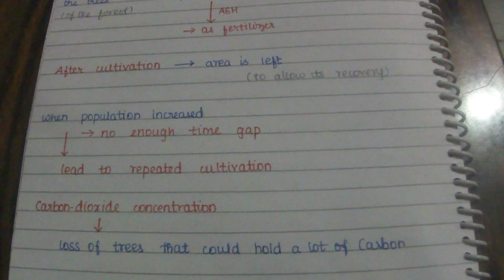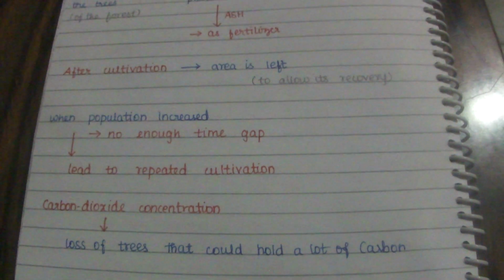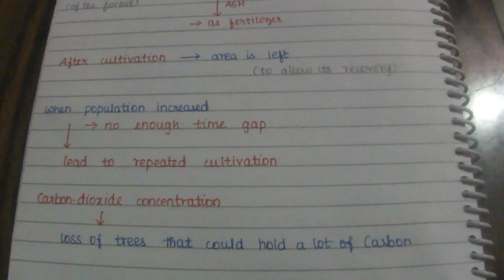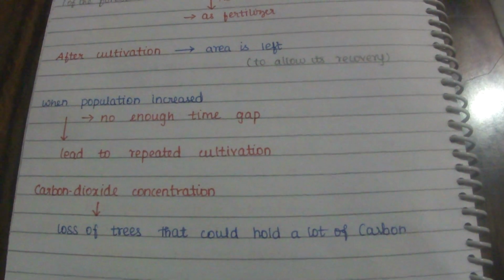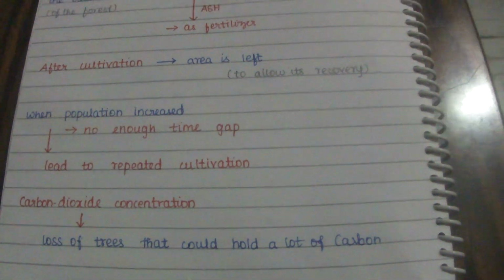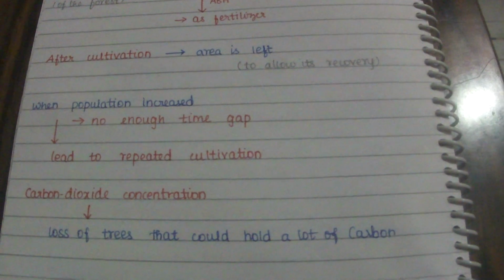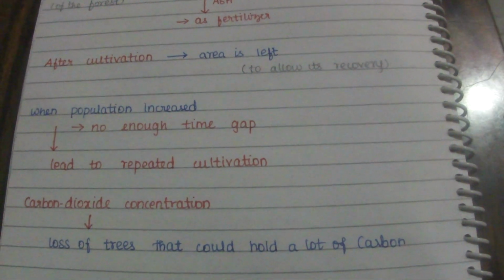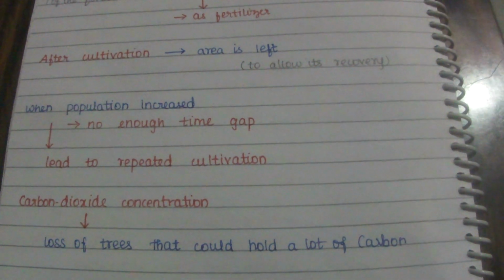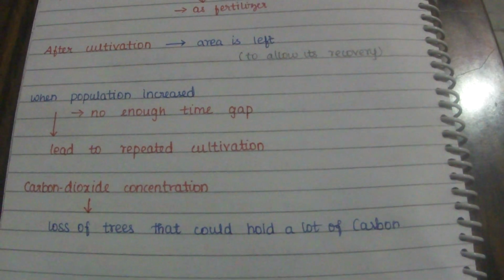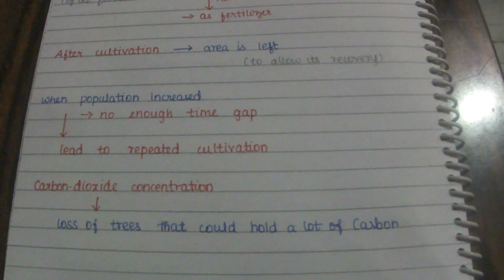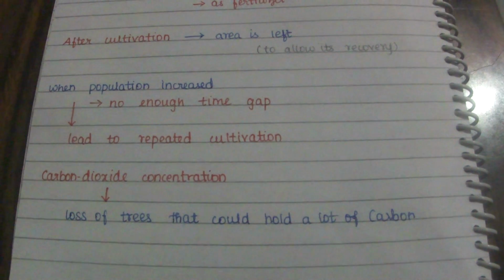So there was a quick change, a quick destruction of trees and a quick burn. This slash and burn cultivation was so quick that there was not enough time gap for the recovery of the land from the effect of its cultivation. So when this cultivation starts, the recovery phase has been completely eradicated.